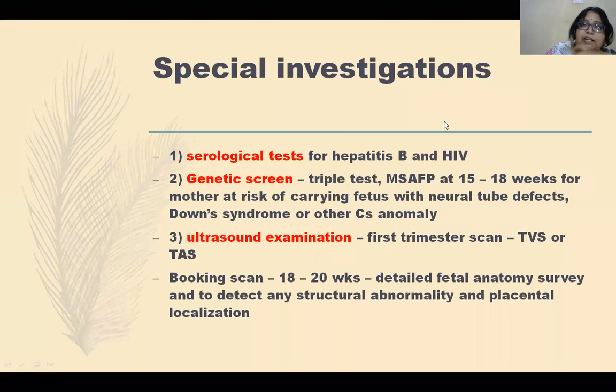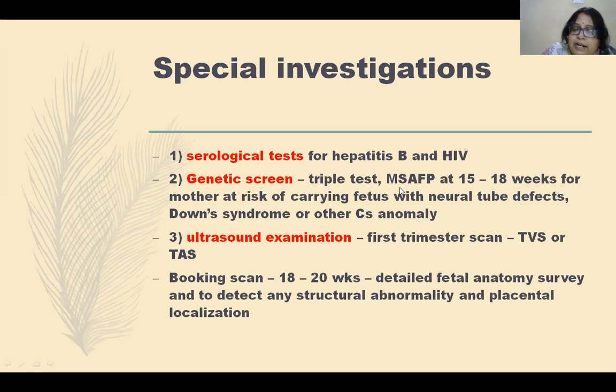And what are the special investigations you do? You do serological tests for hepatitis B, HIV, and genetic screening, that is the triple test, and maternal serum alpha fetoprotein test. It is done between 15 to 18 weeks to identify the mothers who are at risk of carrying a fetus with neural tube defects, Down syndrome, or any other chromosomal abnormality.